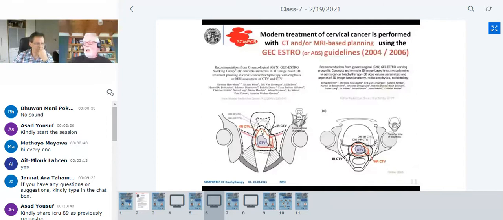Now I want to switch topics and explain a little bit more about the concepts of how target definition works. I want to refer here to the GEC-ESTRO guidelines, which are given in about the same way by the ABS or by ICRU 89, as you have just seen. These are the two publications by GEC-ESTRO that give you a good description of these things. You've already seen these diagrams down here. I want to go into a little bit more detail on this.